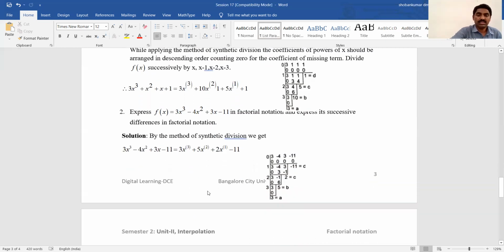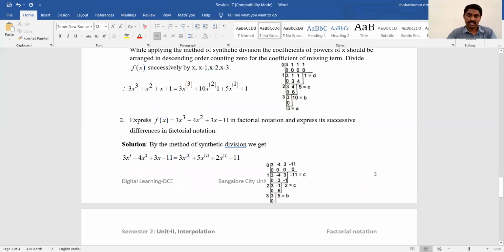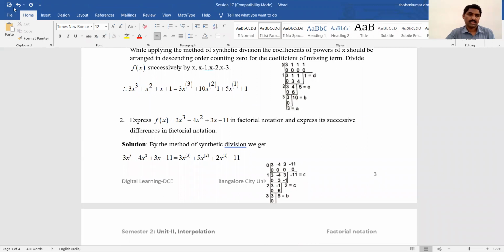Take another example in the synthetic division method. Express f of x equal to 3x cube minus 4x squared plus 3x minus 11 in factorial notation, and express its successive differences in factorial notation.